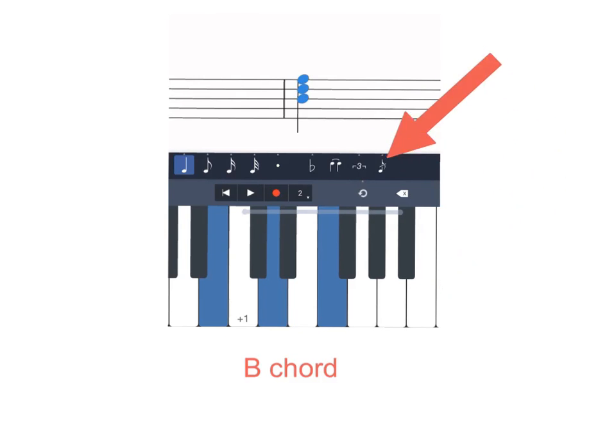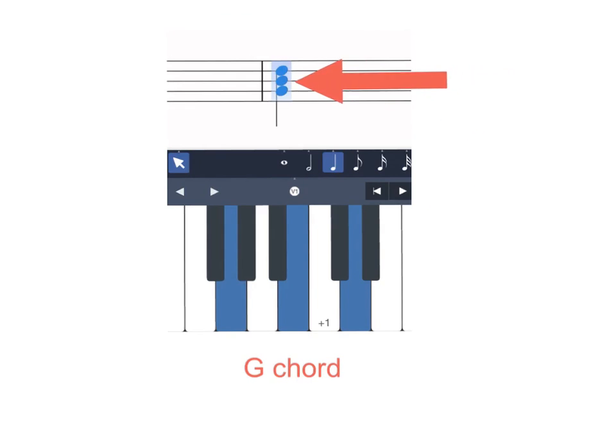Let's look at a B chord in music and then on the keyboard. So it's a B chord because it's on the B line, then it goes up in thirds. If you look at it on the piano, there's your B, a third, and a third. B, D, F.